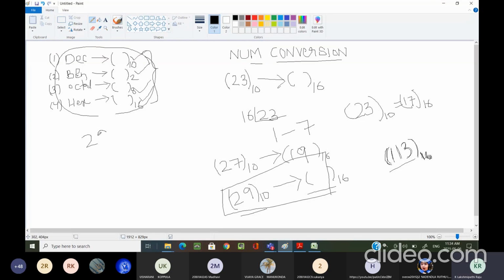29. What is the source number? 29. What is the destination base? 16. 16 how many times? One time. What is the remainder you are getting? 13. Very good. But we don't have 13 in our hexadecimal number system. That 13 is D. You should write it as, the answer is 1D of base 16.